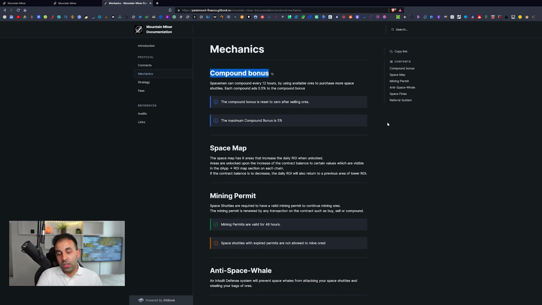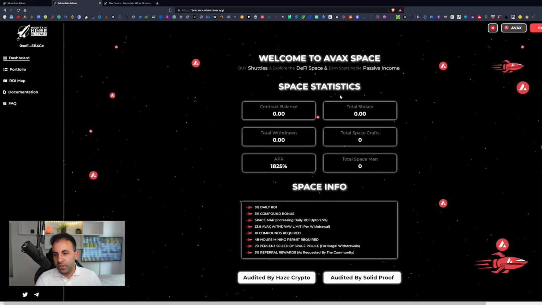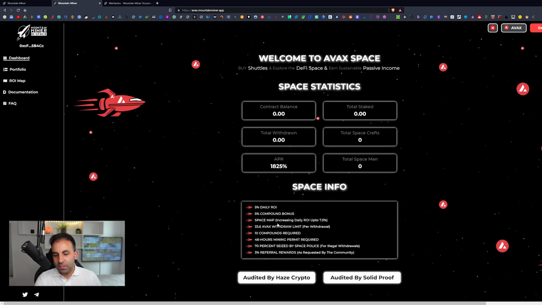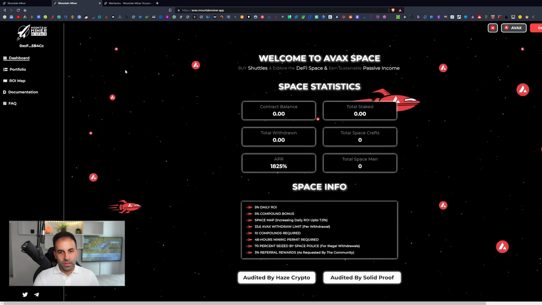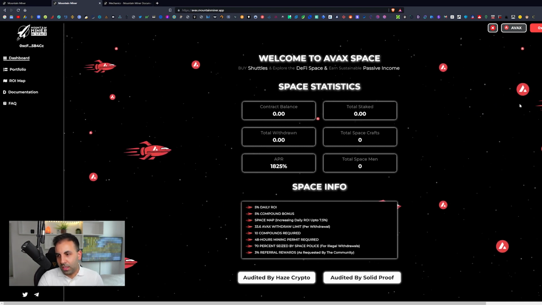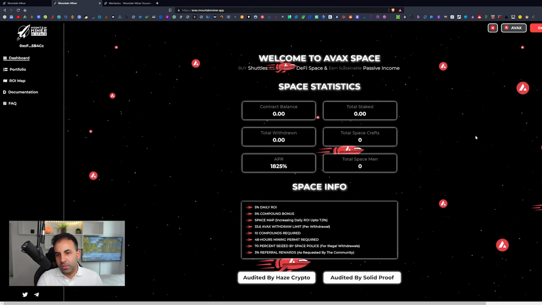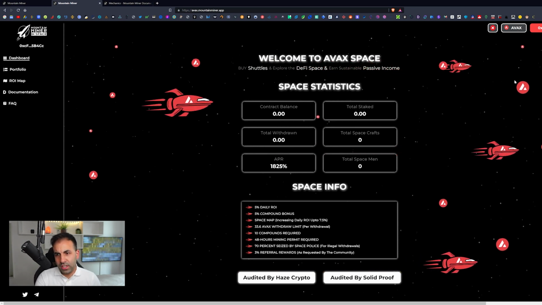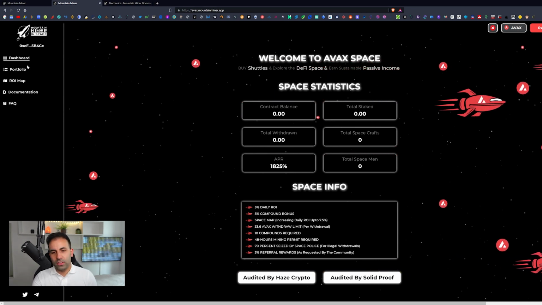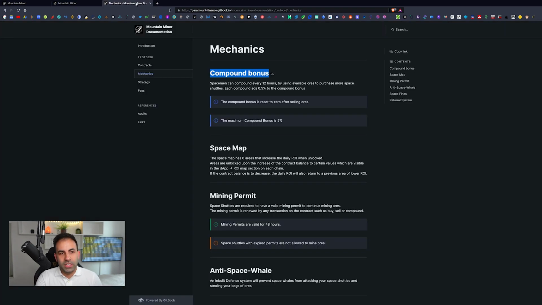Now, the compound bonus, one of the most important features of this Mountain Miner, one of the best innovations: spacemen can compound every 12 hours by using available ores to purchase more space shuttles. Each compound adds 0.5% to the compound bonus. The way this miner works is very similar to the previous three miners. It has the same similar features, guys, and I like the design of this website, by the way. It has to be said, the rockets in the background give it a little bit of spice and a nice bit of detail. You can clearly see they've worked on this and given it some attention.